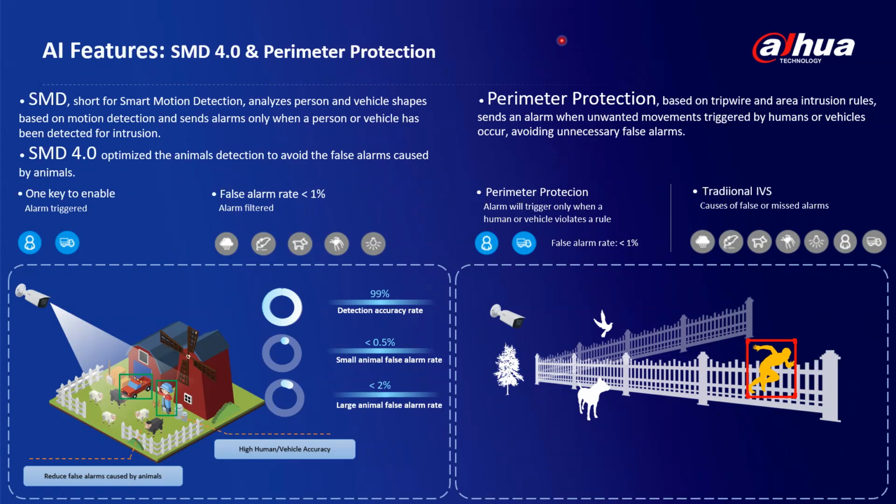So in this case, we have different levels of smart motion detection. We have smart motion detection plus, smart motion detection 3.0, and smart motion detection 4.0. Each of those levels comes with different levels of accuracy, and this 4.0 gives you that 99% accuracy rate. So you find that there's one key to enable, that's the alarm trigger. And these alarm triggers are basically going to be based on humans and vehicles, eliminating other false alarms by 1%.